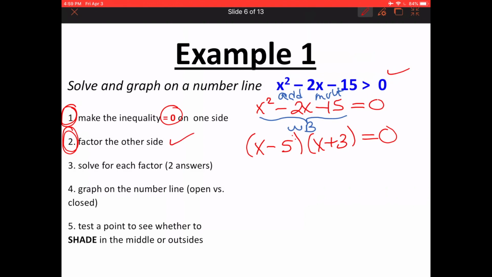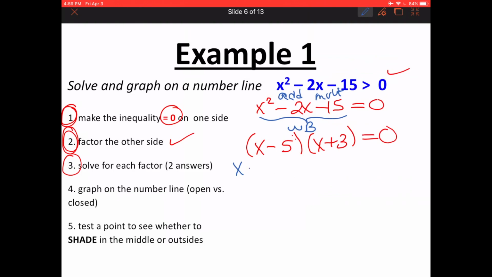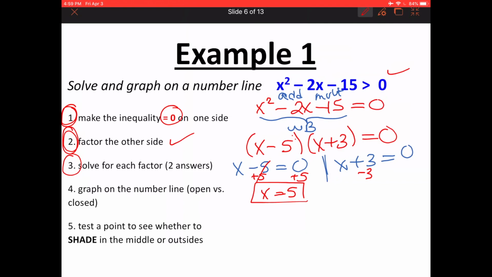So now that I have factored, let's solve for each factor. So I'm going to set each one equal to 0. X minus 5 equals 0. X plus 3 equals 0. So now for solving, I just add 5 to both sides. My first answer is x equals 5. I subtract 3 from both sides. My second answer is x equals -3.